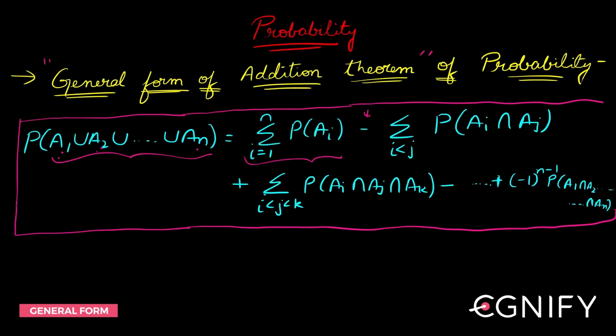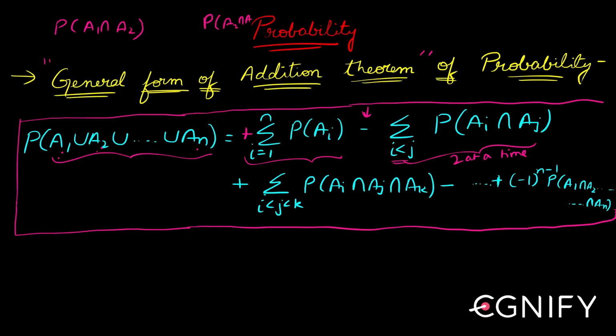Then you put a minus sign, because you started with the plus. Then you take P of Ai intersection Aj. That means now you will take them two at a time. And why am I writing this i less than j? Because for instance, if you do probability of A1 intersection A2, you shouldn't do probability of A2 intersection A1 again, right?